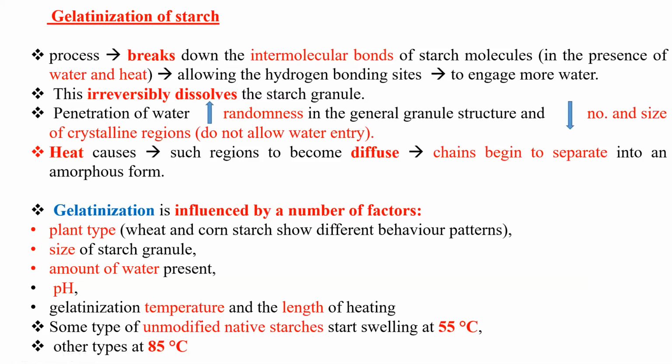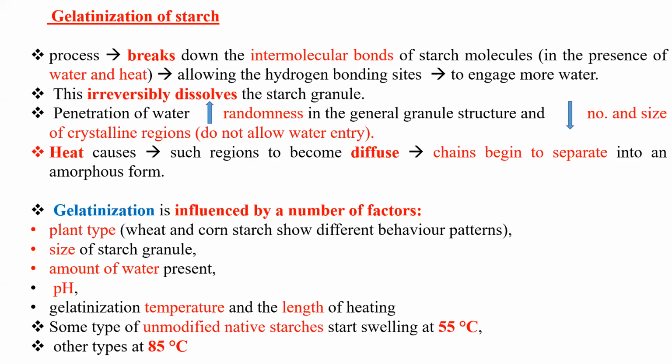Now, gelatinization of starch, which is one of the important characteristics of starch. This is a process which breaks down the intermolecular bonds of starch molecules in the presence of water and heat, allowing the hydrogen bonding sites to engage more water. This is a process which irreversibly dissolves the starch granules. Penetration of water increases randomness in the general granule structure and reduces the number and size of crystalline regions.